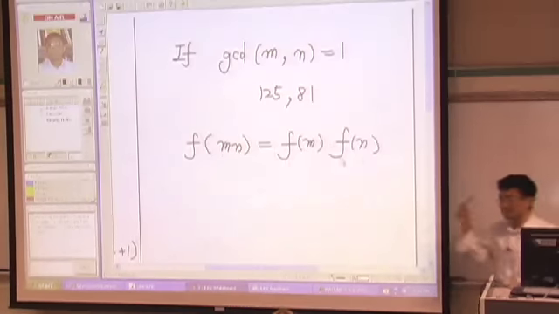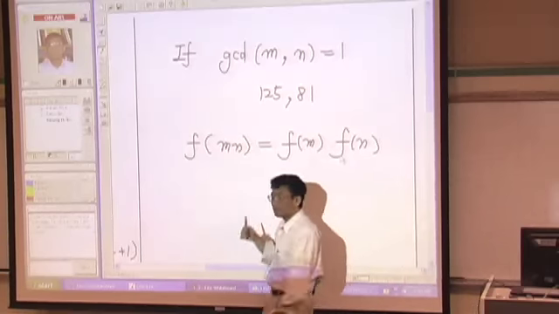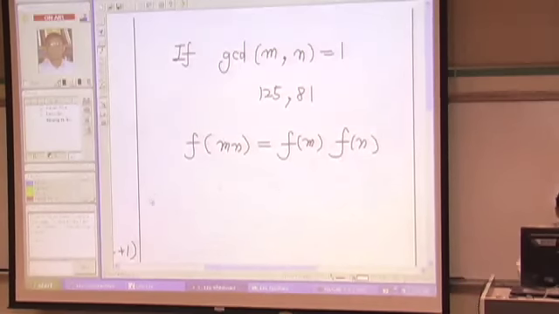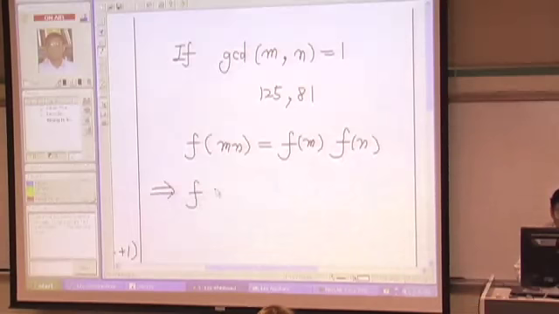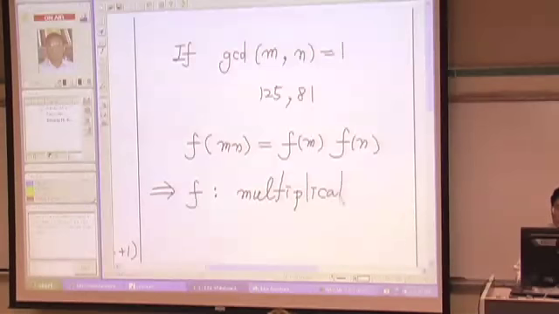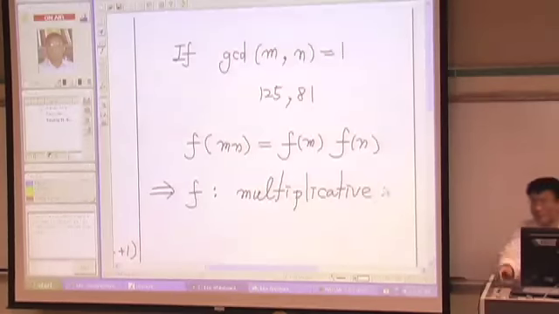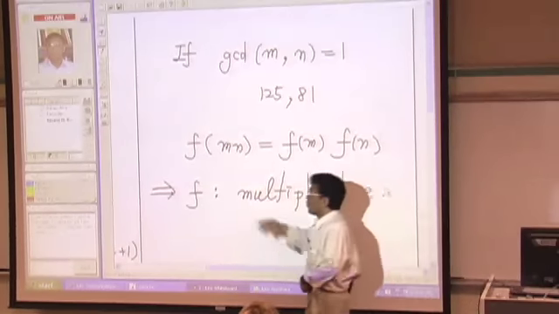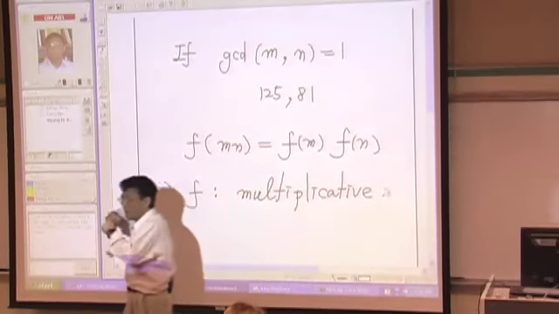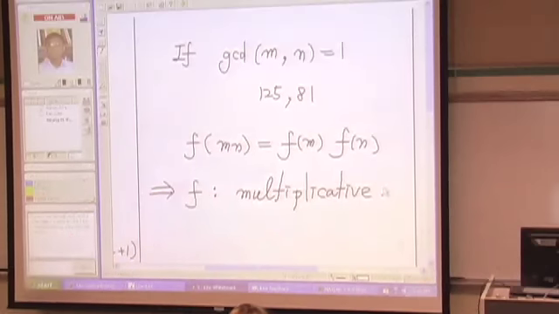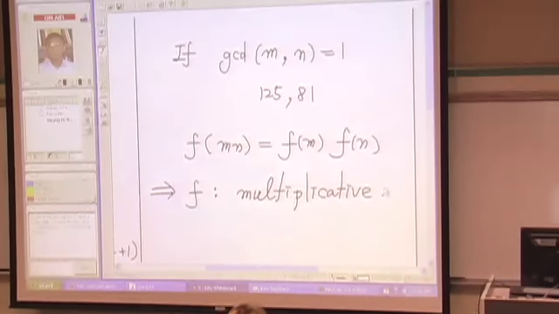So assume that this kind of thing is satisfied, then we call this function f multiplicative. It sounds abstract, but it's not very abstract. In other words, when you have f of mn, when m and n are relatively prime, that is the key. If they are not relatively prime, then we don't care. For instance, 2 and 4 are not relatively prime, so we don't care. But if they are relatively prime, then we can decompose.